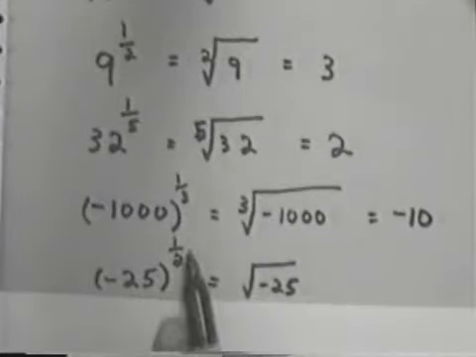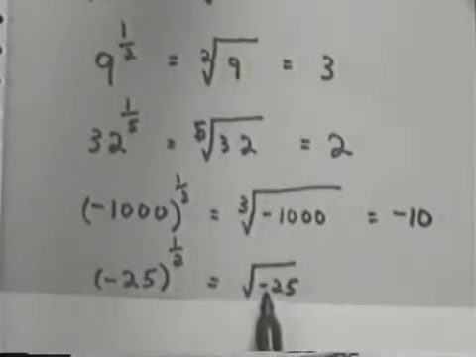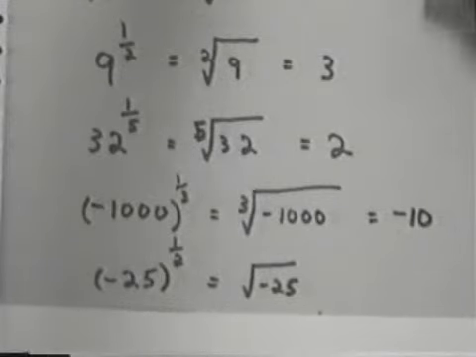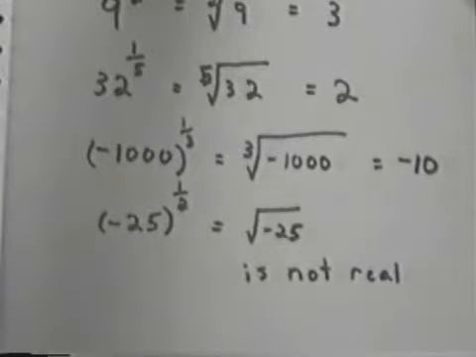Negative 25 to the 1/2 is the same as the square root of negative 25. Here we have a negative number under the square root. We have an even index. If you have a negative number with an even index, it is not real. One cannot take the nth root of a negative number when n is even. That's one of the things I told you to memorize just a few minutes ago. So the square root of negative 25 is not real. One cannot take the square root of a negative number within the real number system.